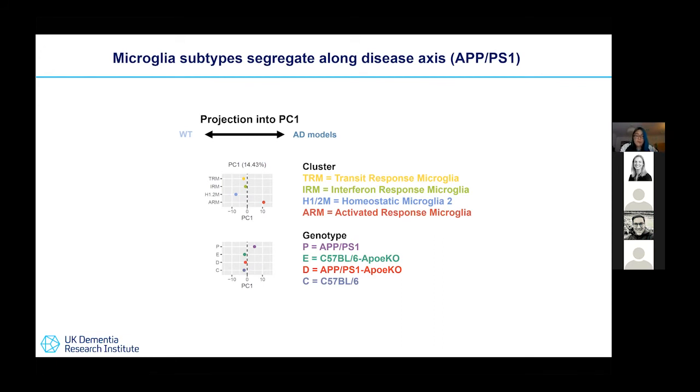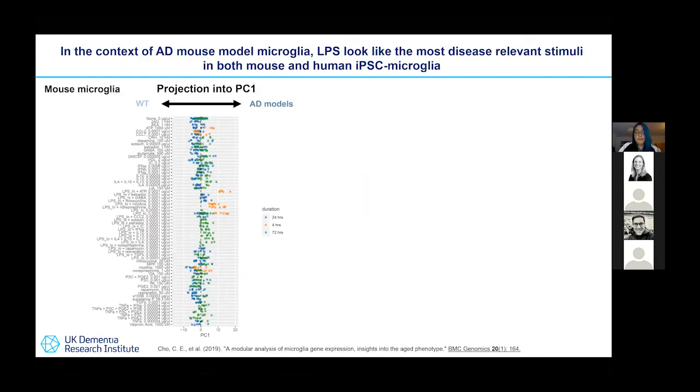So what we did next was try to see if there is any stimulus that we could apply to microglia to move them along this disease axis. And we did this retrospectively, looking at the gene expression data of Cho et al., who characterized in mouse microglia the response to a large array of different compounds. And we projected this data into our disease axis. And what we can see here in orange in the middle is the response of microglia to LPS, which is shifting along this axis.